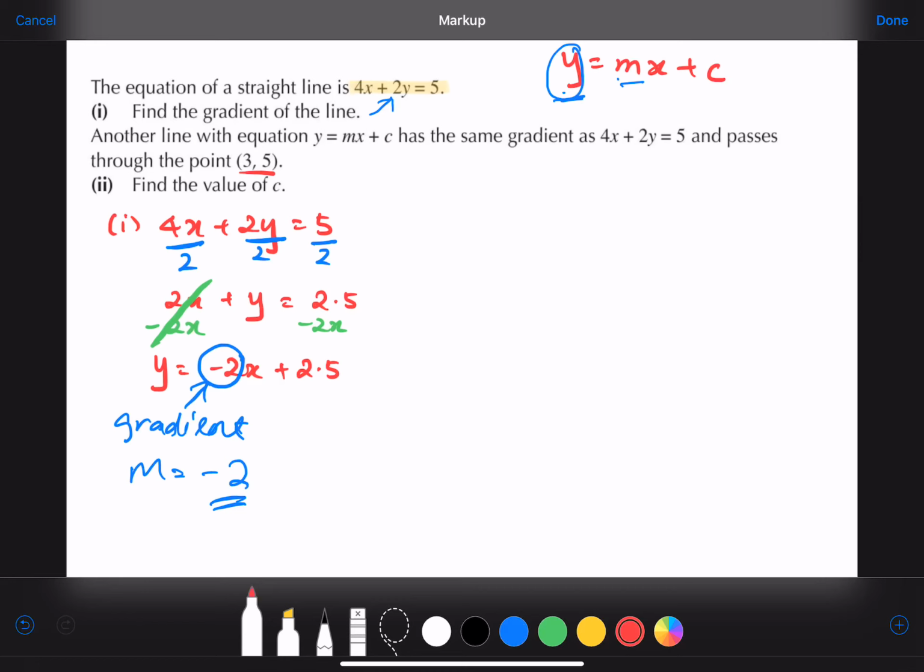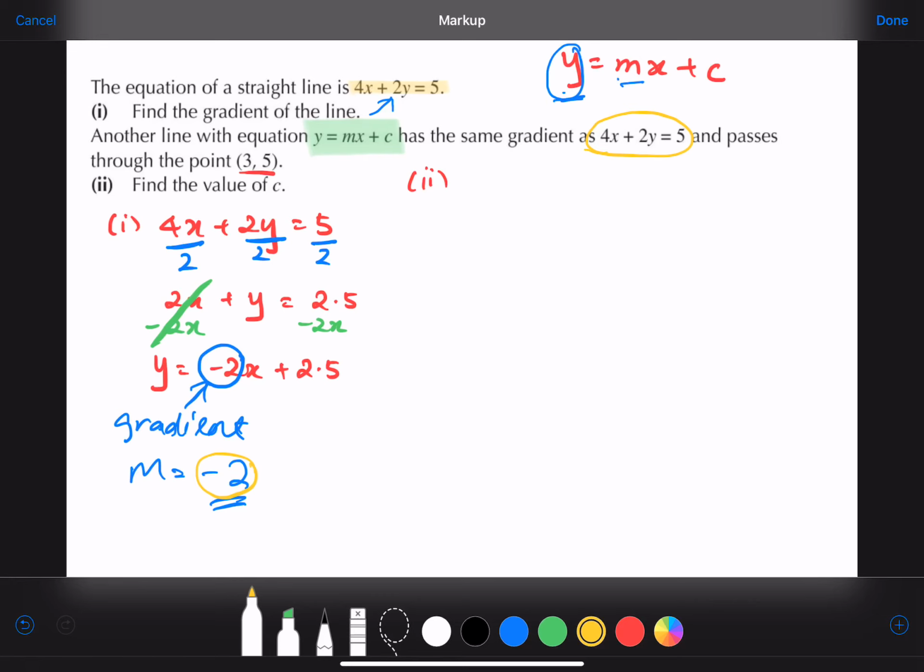Alright? So let's look at the second question. They say that there's another line with the equation y equals mx plus c. So basically, they're just telling you that this is just the general form of any line, okay? It has the same gradient as our previous equation. And that's the reason why they help you to find the gradient first, which is negative 2. Remember? And they say that it passes through the point 3, 5.